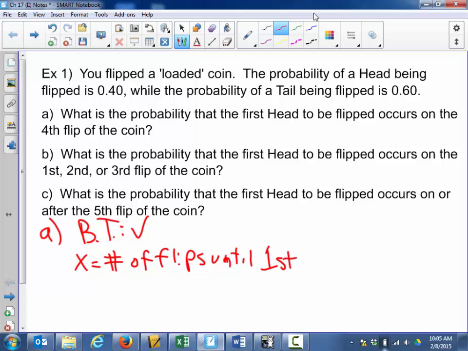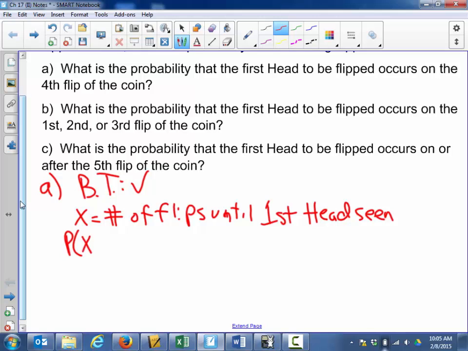So first head. Okay, so we want the probability that x is equal to 4, which we could do without a calculator just by saying, okay, well, to see the first success on the fourth flip, that would be 3 failures followed by your single success. Okay, you can work with that simply.